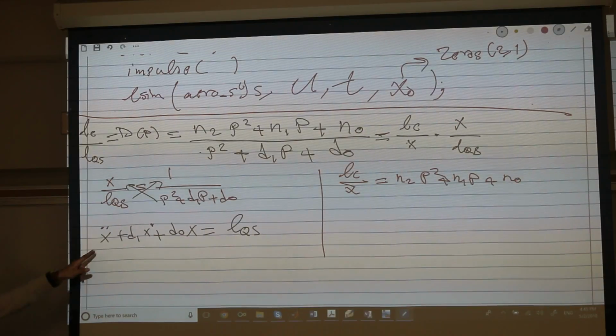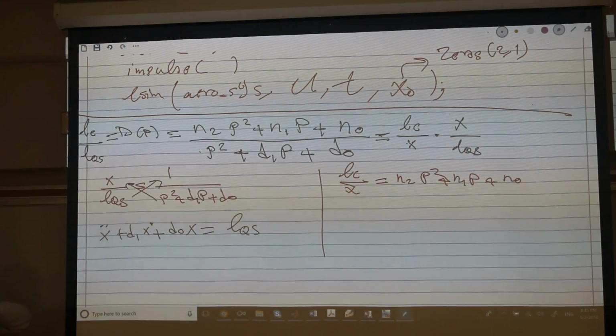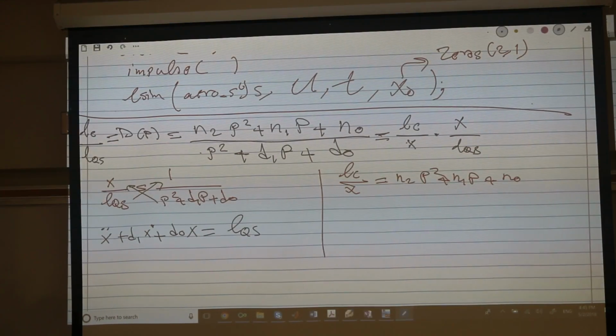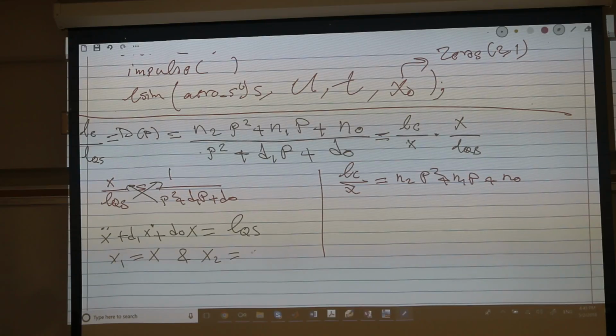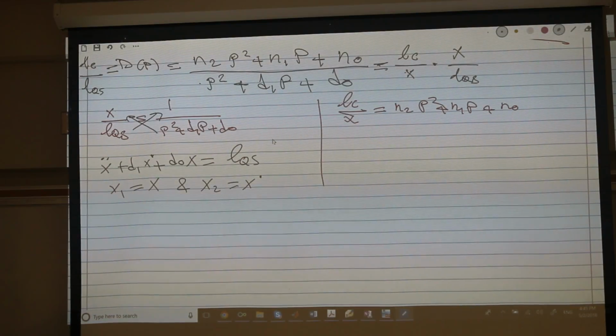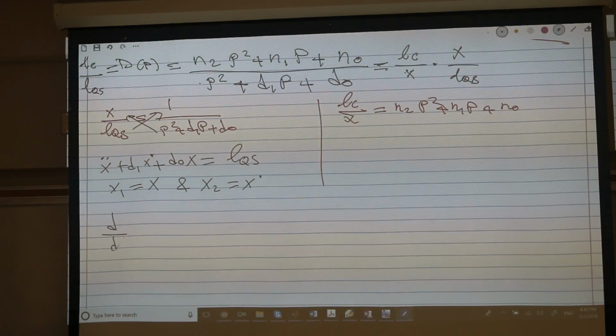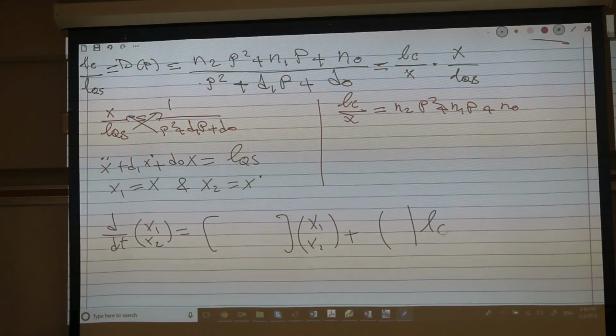Okay, so whenever you have double dot for a thing, or whenever we have differentiation, we define a state, right? So our x1 is x, and our x2 is x dot, correct? We usually do that. And your target equation is d by dt of the x's is a linear combination of the x's plus linear in the input, right?